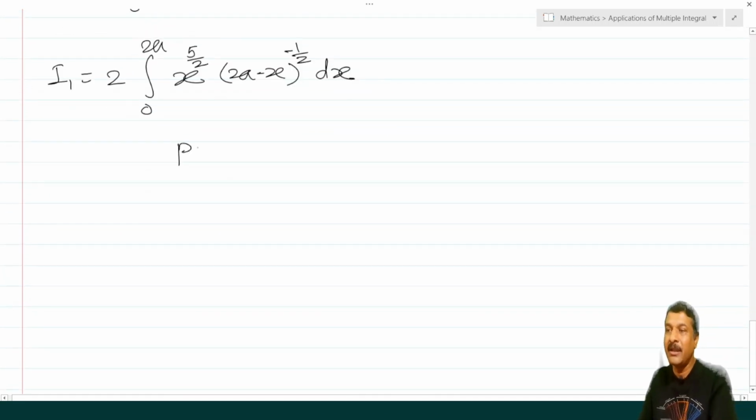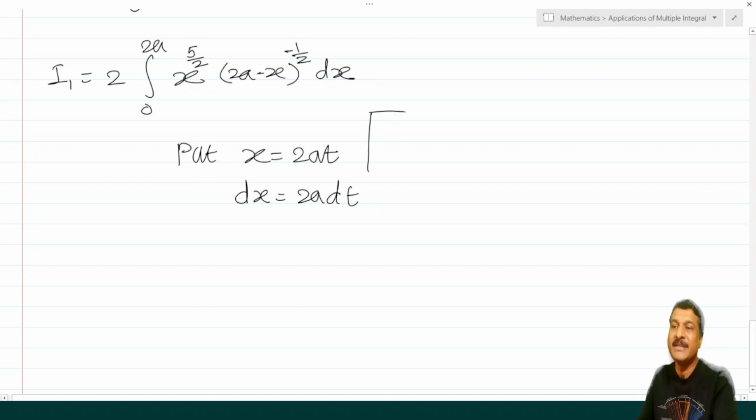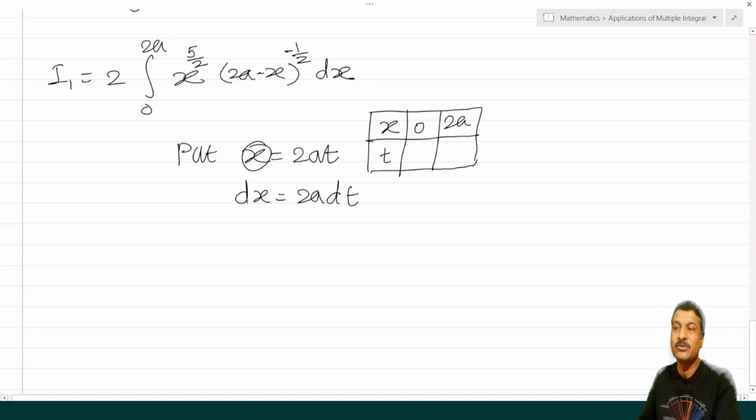So what is here? Put x equal to 2at. So dx equals 2a dt. What about the limits? x to t. Given limits are 0 to 2a, means x limits are 0 to 2a. And what about the limits of t now? When we put x equal to 0, I will get t equal to 0. And when x equals 2a, 2a cancels, I will get t equal to 1.